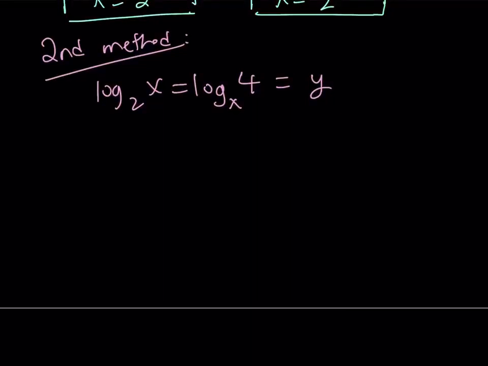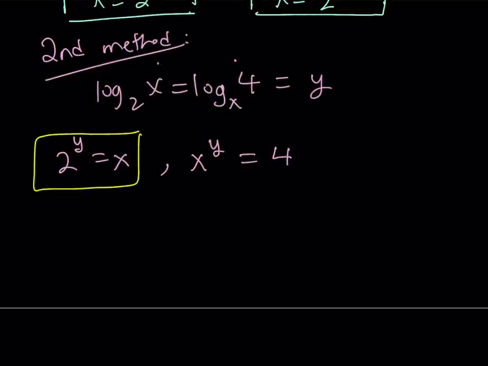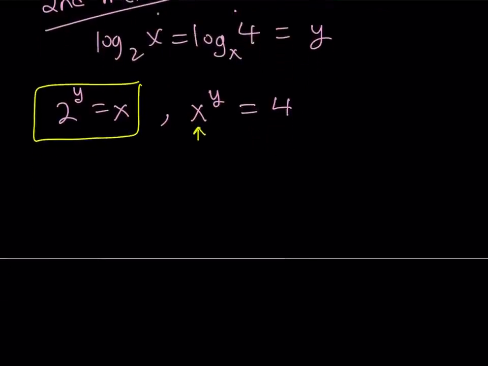Okay, so from here, by using the definition of logarithms, we can say that 2 to the power y is equal to x from the first equation here. And from the second equation, we can say that x to the power y is equal to 4. So we got to put these two together, and we can do so if we use substitution. So let's go ahead and replace x with 2 to the power y here. And that's going to give us 2 to the power y to the power y is equal to 4. Now remember, we're not solving for y, we are solving for x. But if we find y, then we can find x.